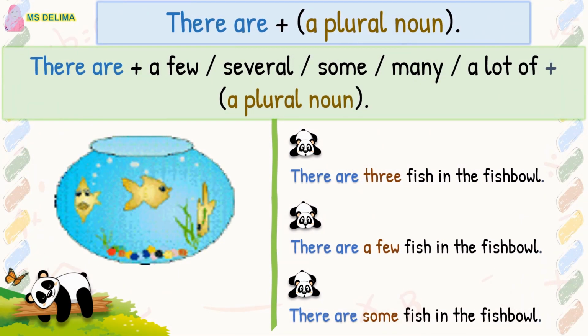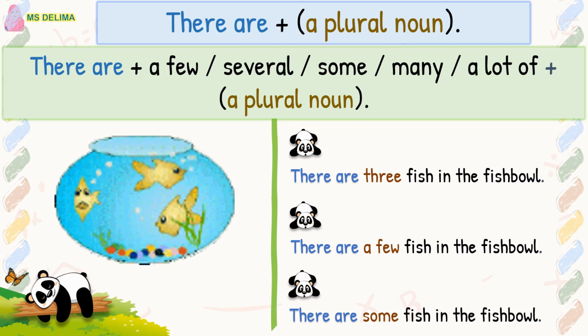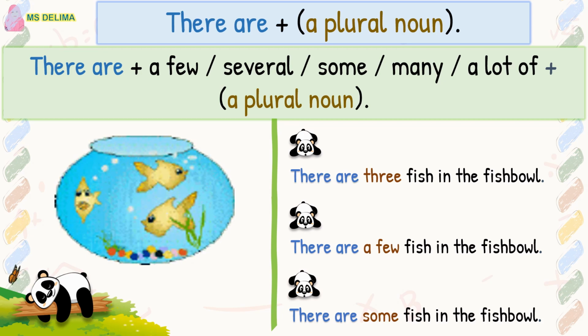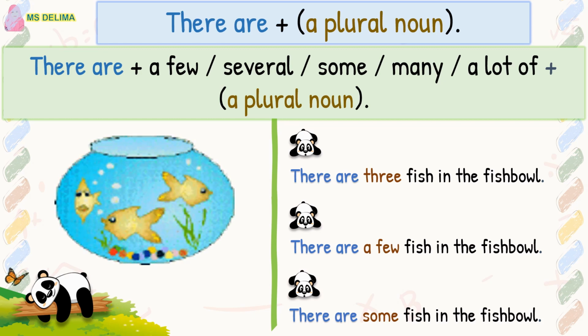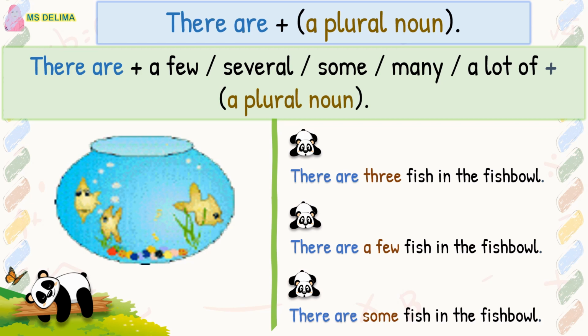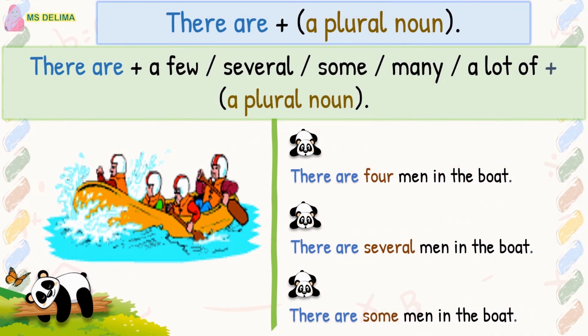Now let us look at the first example for there are plus a plural noun, as well as there are plus a few, or several, or some, or many, or a lot of, plus a plural noun. In this clip, there are three fish in the fish bowl. We can also say there are a few fish in the fish bowl, or there are some fish in the fish bowl. For the next example, there are four men in the boat, and we can also say there are several men in the boat, or there are some men in the boat.